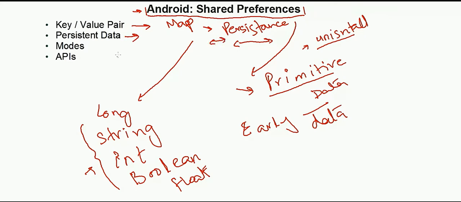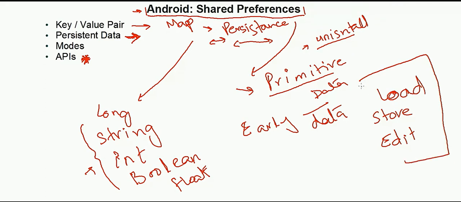Now the second point, persistent data, we have already talked about. That is, the data remains there, it is not lost even if the application is closed. That is called persistent data, so that we have already discussed. Now before we discuss the modes, we can first discuss the APIs, that is, what functions or methods are used to store, edit, or load the data using the shared preferences.